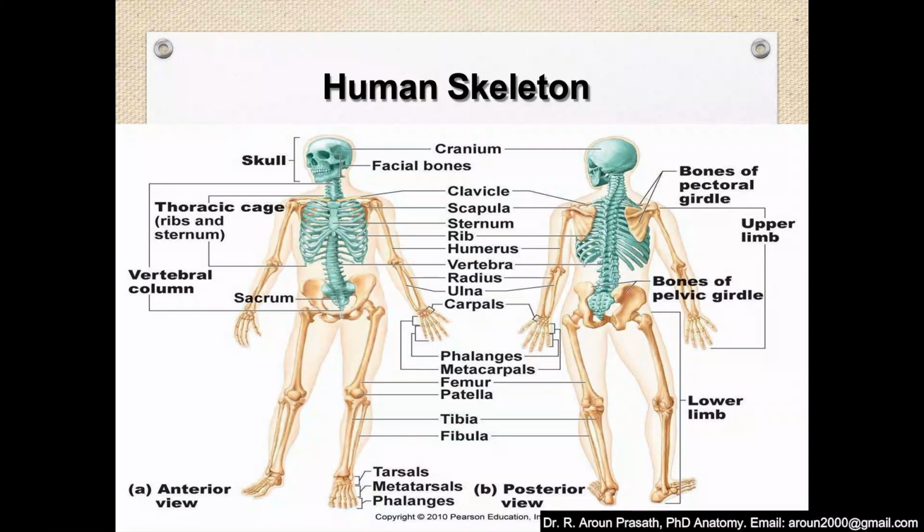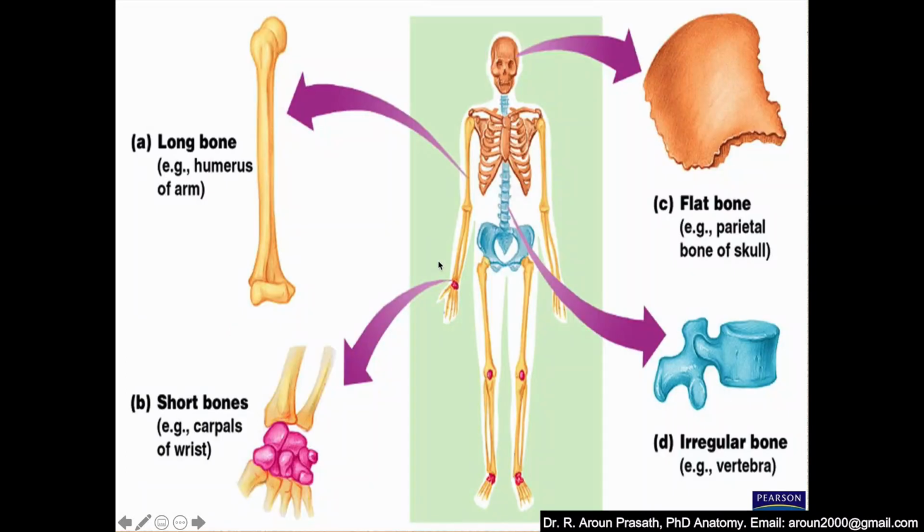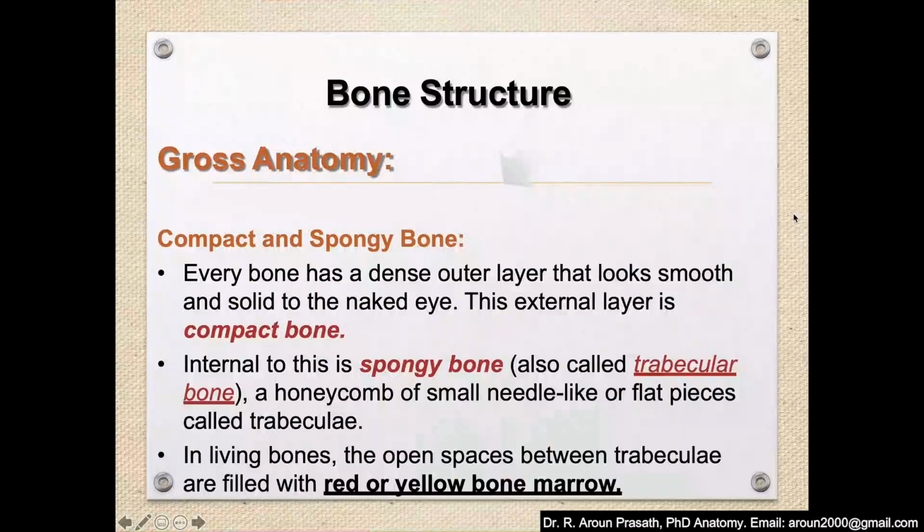Okay, so coming to the names of the human skeleton, just know the axial skeleton and the appendicular skeleton, because as far as names are concerned we are going to discuss that in a separate lecture. So this is just the introduction part. Now you can see examples of long bones, short bones, irregular bones, and flat bones.